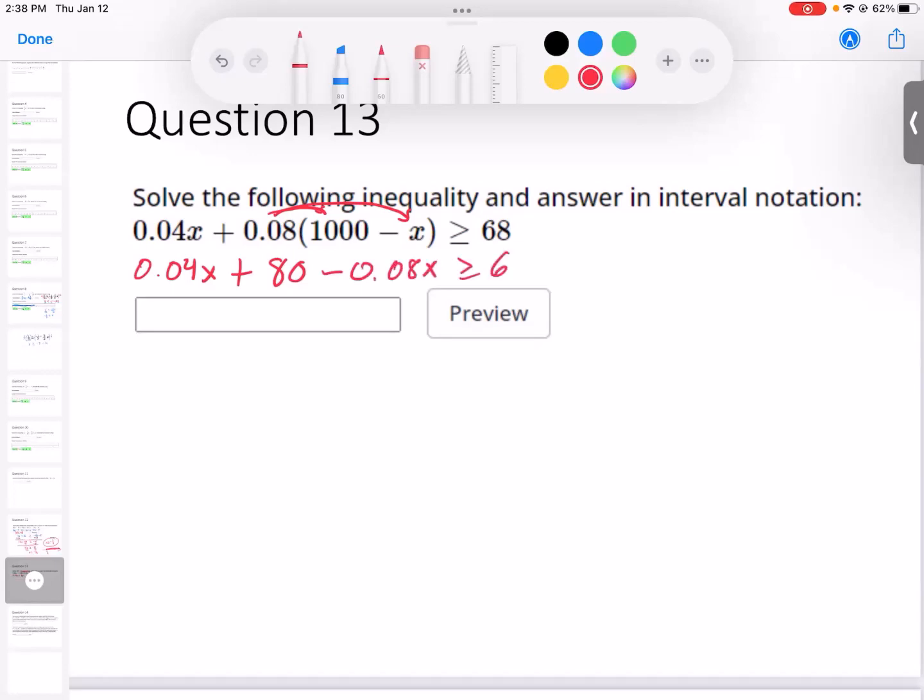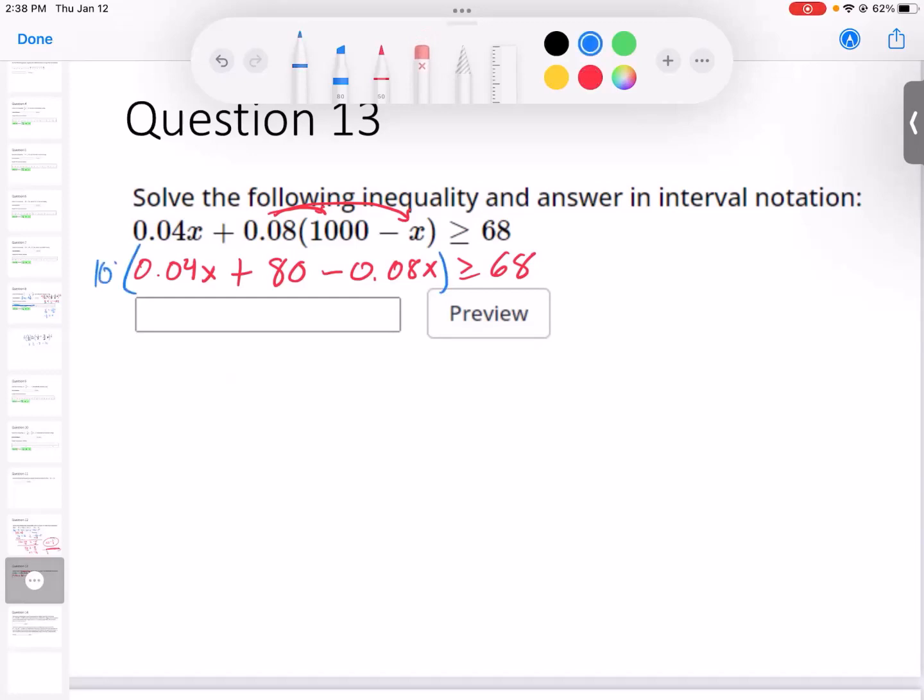So at this point, if you're fine with working with decimals, you can just work with them. So like you could say 0.04 minus 0.08 is negative 0.04x plus 80 is greater than or equal to 68. And then you could subtract 80 and then divide by that negative number. Or if you don't like working with decimals, you could multiply everything by 100. Because if you multiplied everything by 100, that would essentially make the decimals go away.